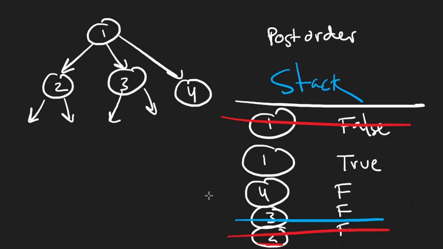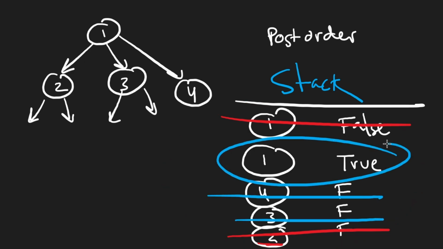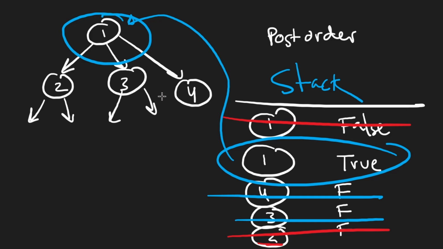Eventually we'll have gone through all of these and then we'll get to this guy. And this will be the last one that we pop. This is the last item in our stack. So it makes sense that it is the root of our tree. So that's the idea. Let's go ahead and code this up.